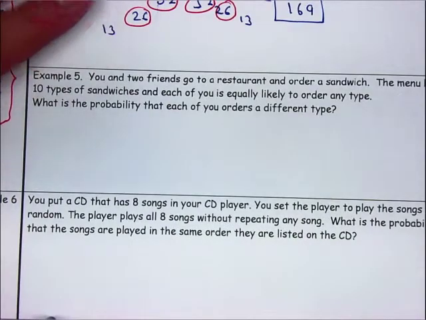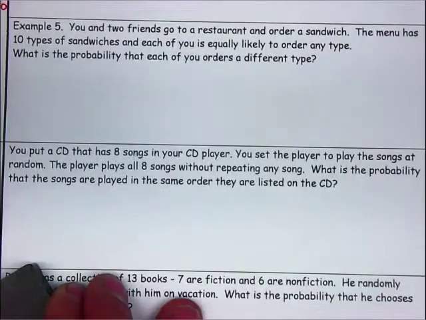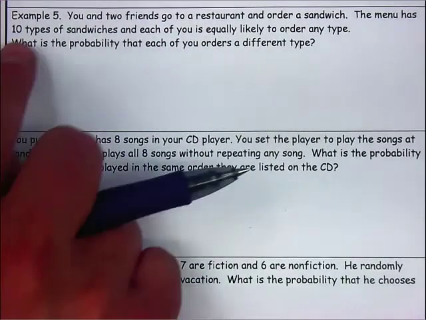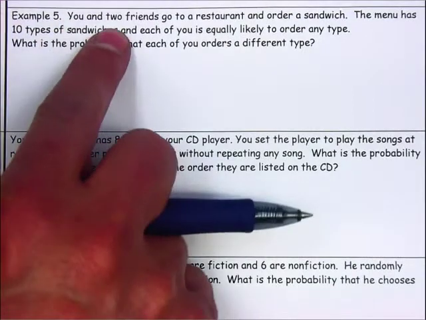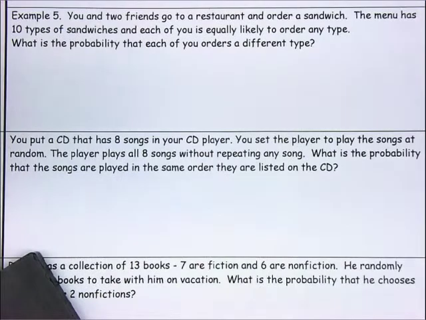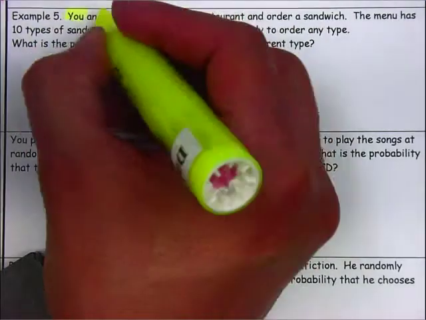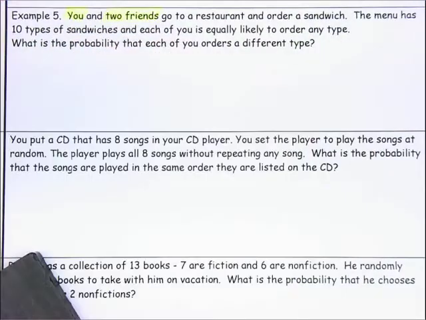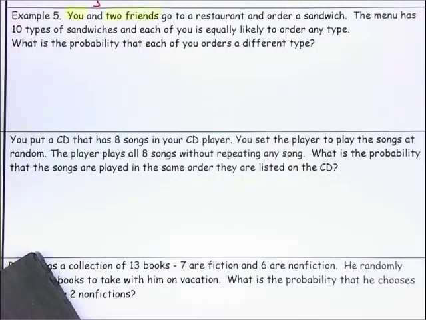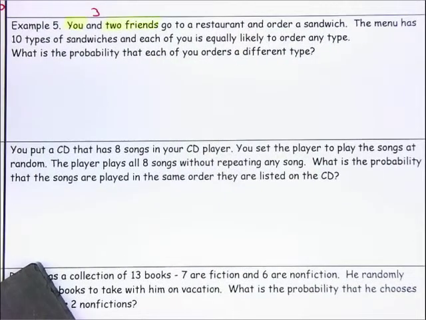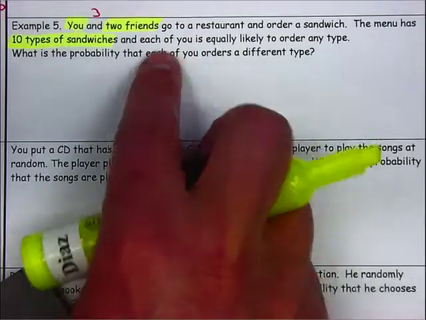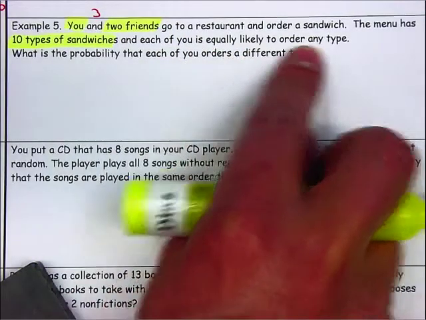Now, the next few examples, all of them are going to be different, which is the thing that's challenging about this section. Example number 5. You and 2 friends go to a restaurant and order a sandwich. So let's see, how many people do we have? We have you and 2 friends. So we have a total of 3 people. There are 3 of you. The menu has 10 types of sandwiches. And each of you is equally likely to order any type.